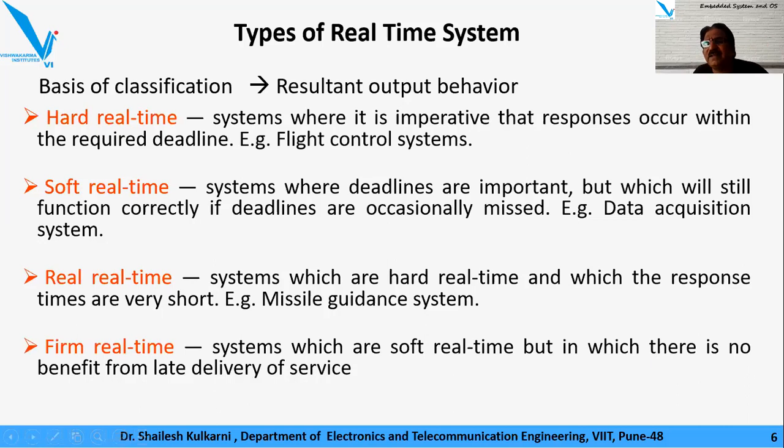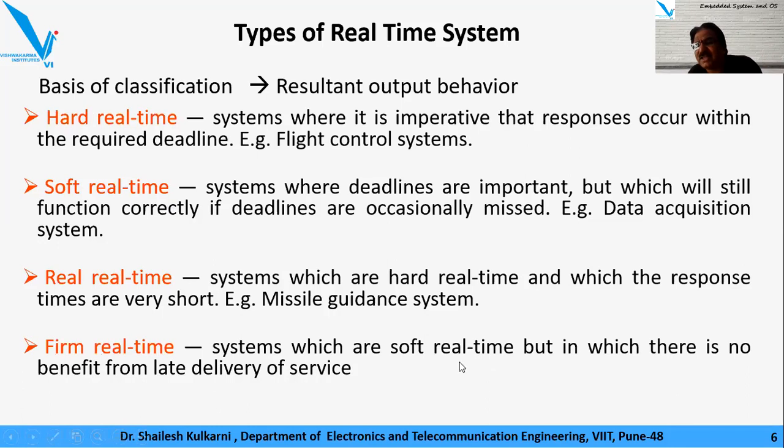And the last type is referred to as a firm real-time system. Whenever I say firm, we can take it from the word firmware, which is a combination of software and hardware, isn't it? Similarly, I can remember that a firm real-time system is a combination of hard real-time system and soft real-time system. What does it mean? In your systems, there are a couple of deadlines which happen to be hard deadlines, and sometimes some deadlines happen to be soft real-time deadlines.